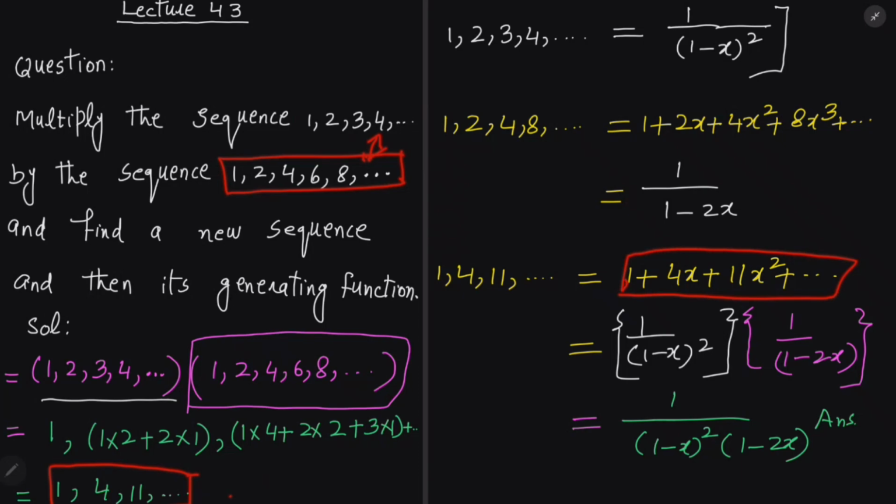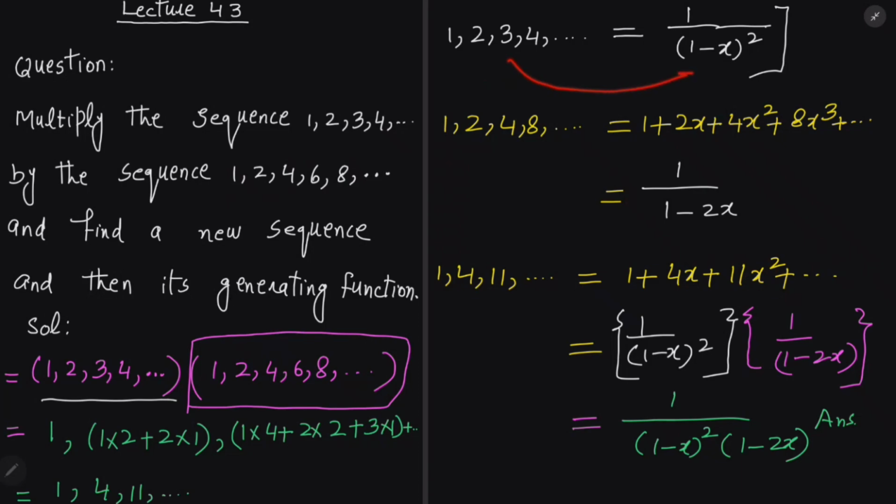And in generating functions, there is a theorem which says how to multiply two sequences. So you multiply these two sequences by finding their respective generating functions, and at the end you get the final answer for this sequence. The answer for this sequence seems to be a bit difficult to get directly, but if you have the two sequences, you can directly find the answer.